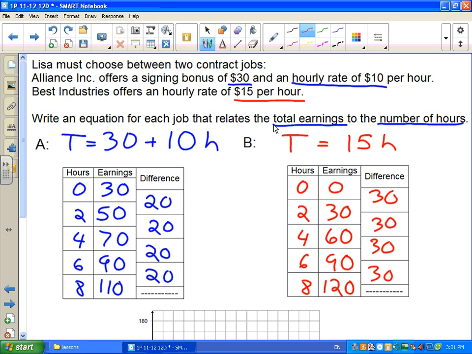Now, referring back to the lesson that we did before, notice our first difference here is 20, and the hours are going up by 2 every time. So our slope is going to be 20 divided by 2, or 10, which is our rate here. Over here for Best Industries, we're going up by 30 each time, and our hours are increasing by 2. 30 divided by 2 gives us 15, which is the 15 in the rate in our equation. So now we want to graph these two lines.